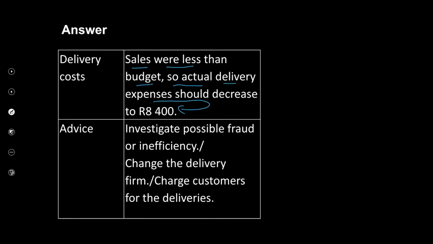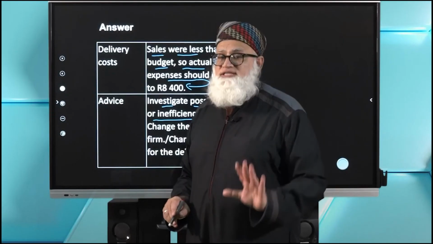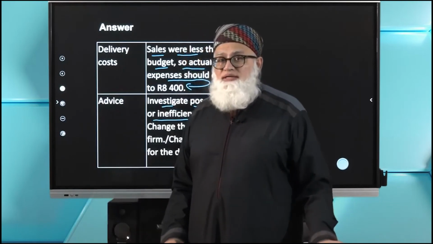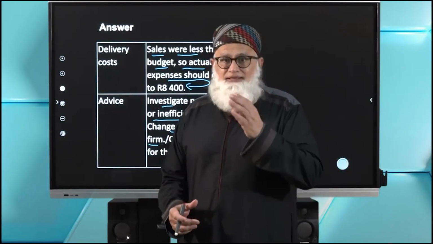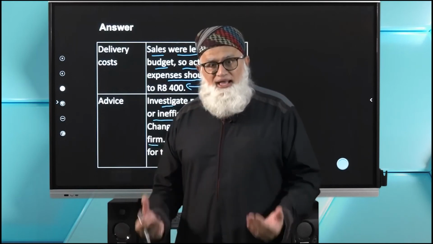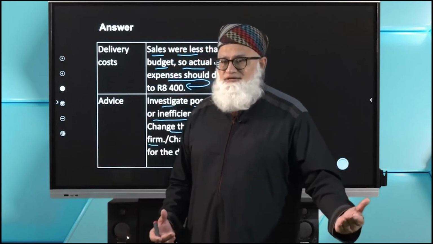What advice would we give? One, investigate the possible fraud or inefficiency. Right? There's a possibility that fraud is taking place or we're being inefficient in planning our deliveries. Two, change the delivery firm. If you're using a particular firm to do your deliveries, definitely you can see that they need to be changed, or we need to investigate with them. Why is it that our delivery expenses are increasing when our sales are decreasing?